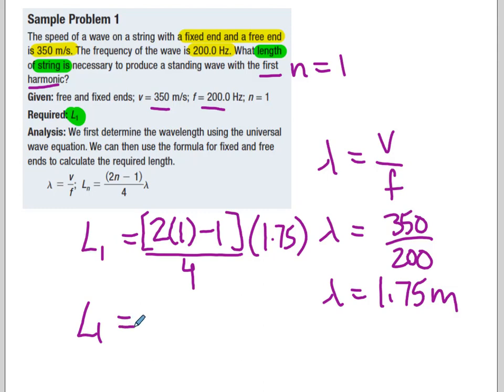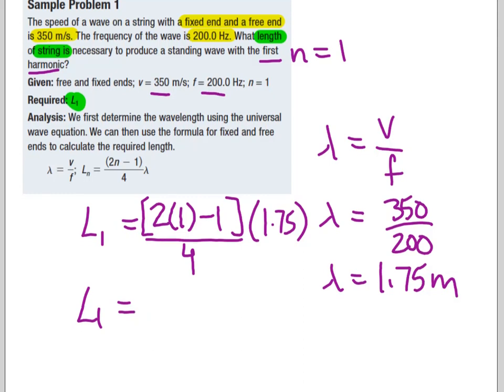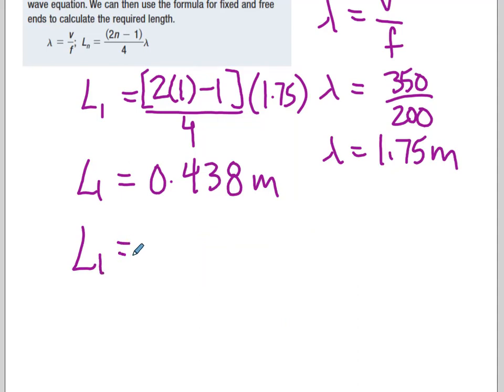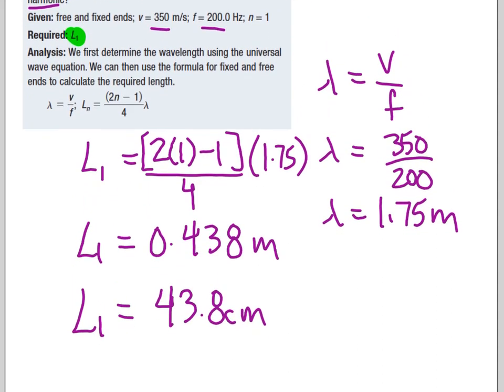Okay, so now I have 1/4 times 1.75. Let's bring that down a little bit. So 0.438, let's say, and that'll be meters. So this is the length of string required. So we could say 43.8 centimeters if you wanted. This is the length of string required to create the first harmonic, okay, at this frequency of 200 hertz. So that means from here to here is 43.8.